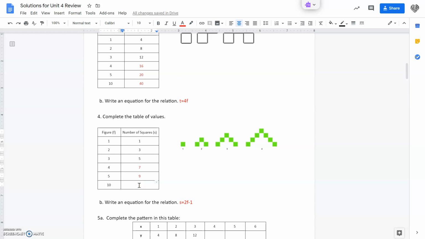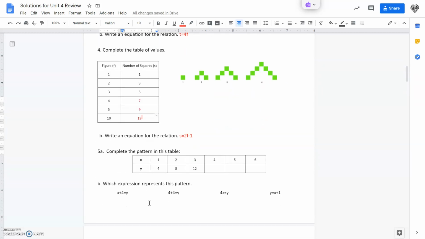So then what would the 10th value be? Well, you would do 2 times 10 minus 1, right? 2 times 10 minus 1, because we just plug in 10 for the figure number. So 2 times 10 would be 20, and 20 minus 1 would be 19. So the 10th figure would have 19 squares.